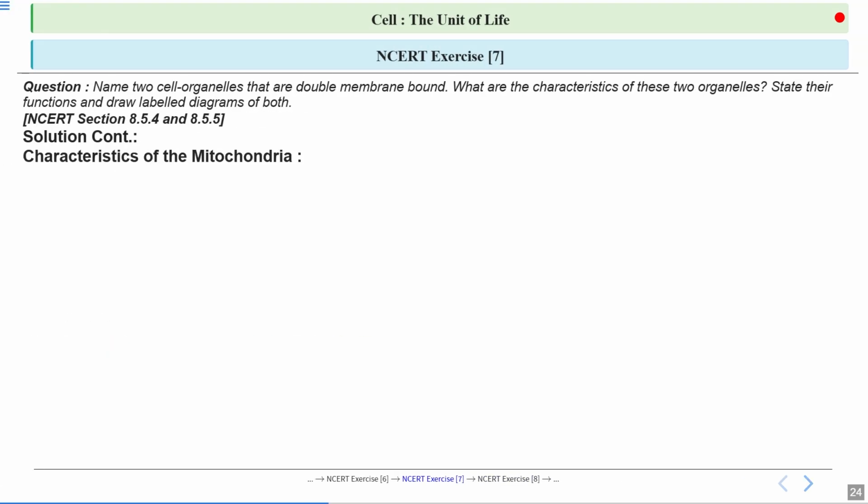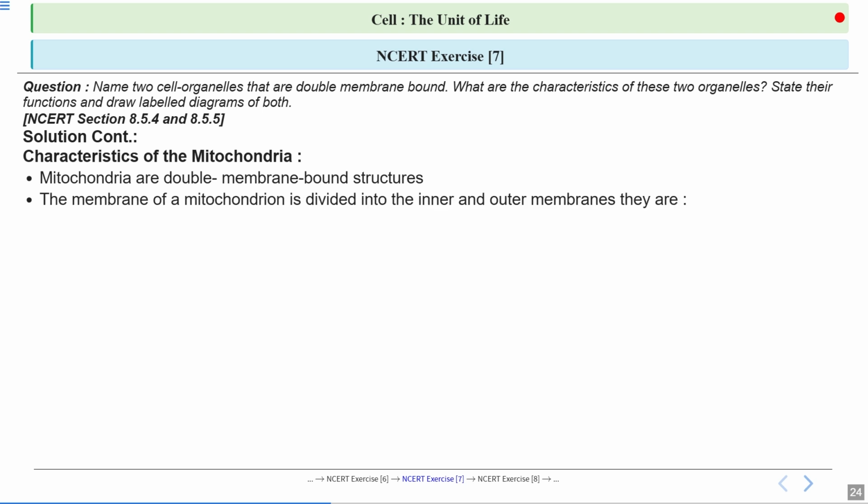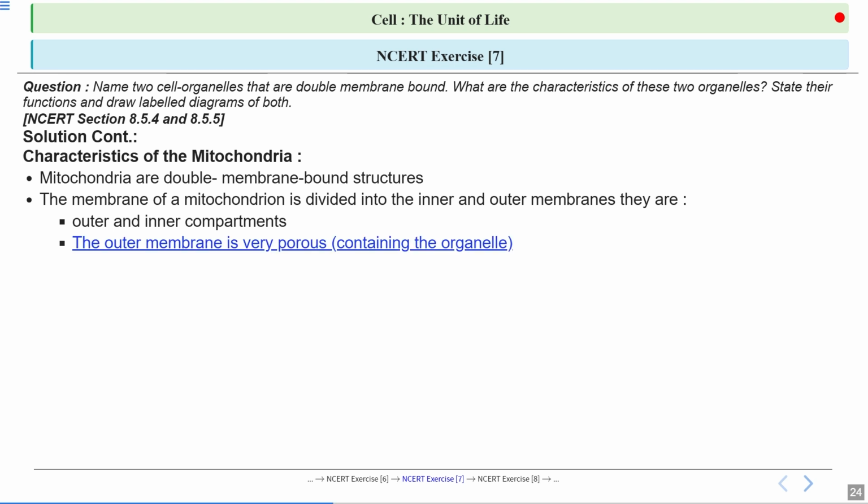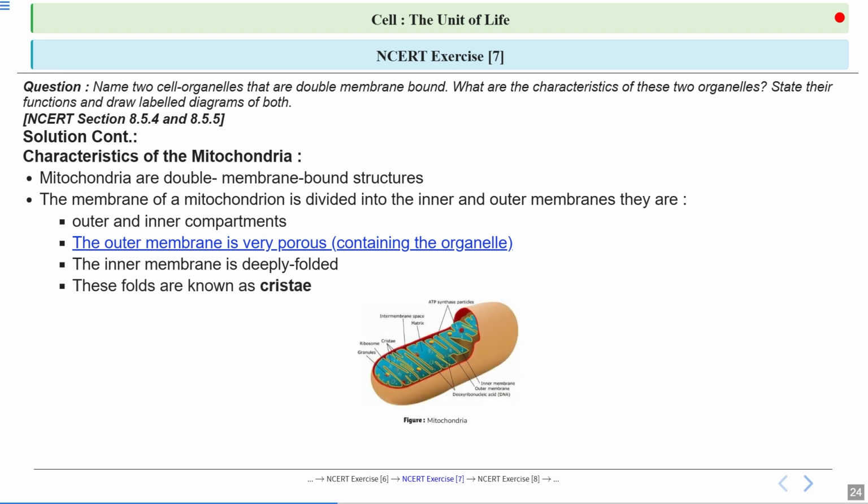Next, what are the characteristics of mitochondria? See, mitochondria are double membrane bound structures. The membrane of mitochondria is divided into inner and outer membranes. Now the outer membrane is very porous. The inner membrane is deeply folded. These folds are known as cristae. This we have already discussed.